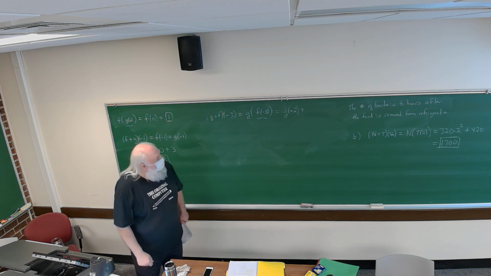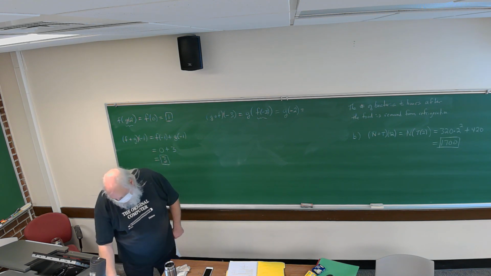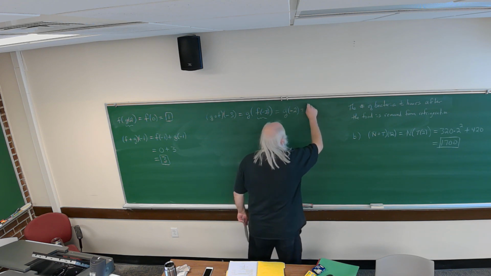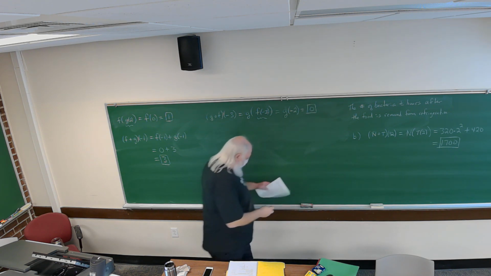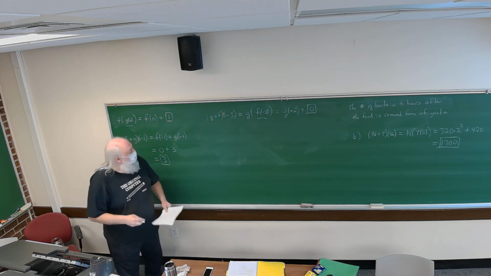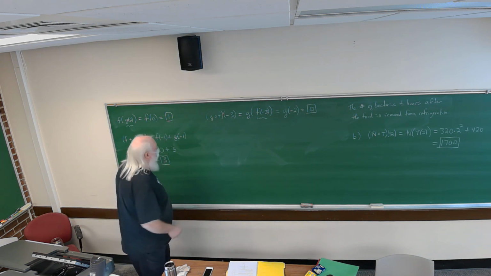So now you've got to evaluate g of minus 2. Again, here's the graph of g of x. Here's x equals minus 2. You can see on the graph of g of x, there's an x-intercept at x equals minus 2. So that's the point minus 2, 0. So g of minus 2 is equal to 0. Okay. All right. So any questions on A, B, and C?